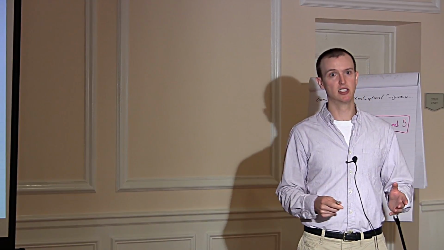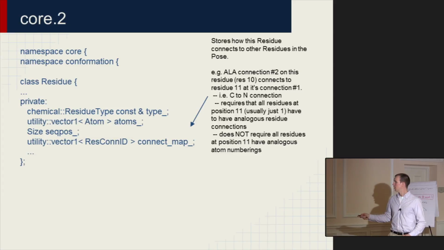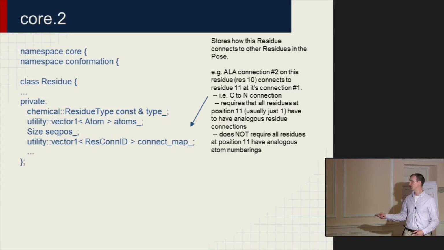We have other data to represent PDB info. The analog of the residue connection data that lives in the chemical layer is the connect map. And so this tells you exactly to whom you're chemically bonded. So alanine 15 would have data in here saying, I'm chemically bonded to residue 16 at a particular residue connection port, like port 1.